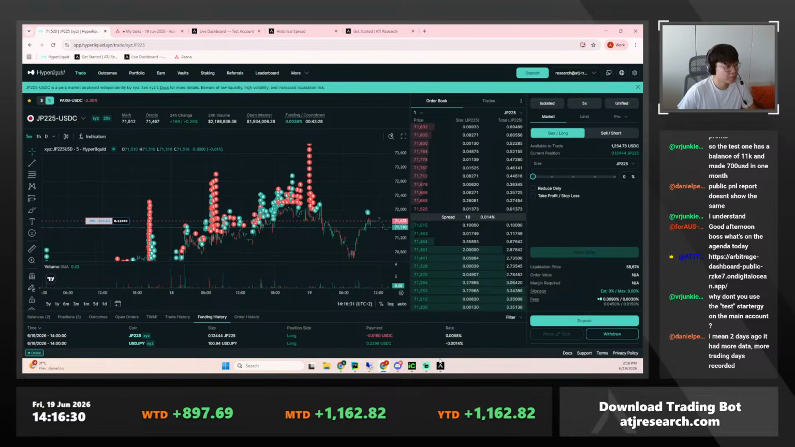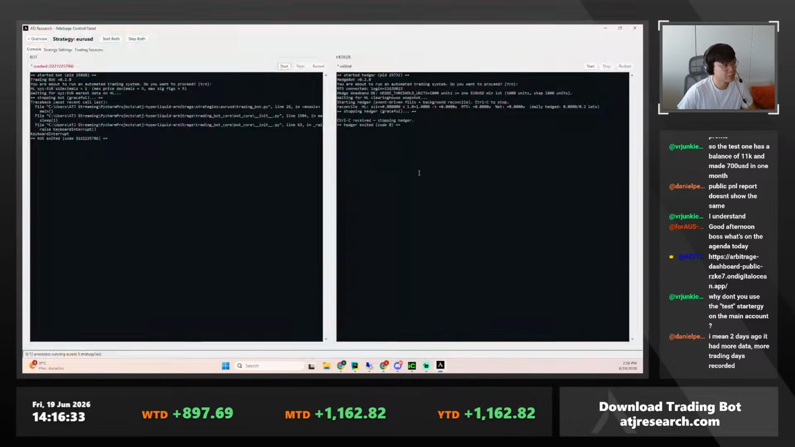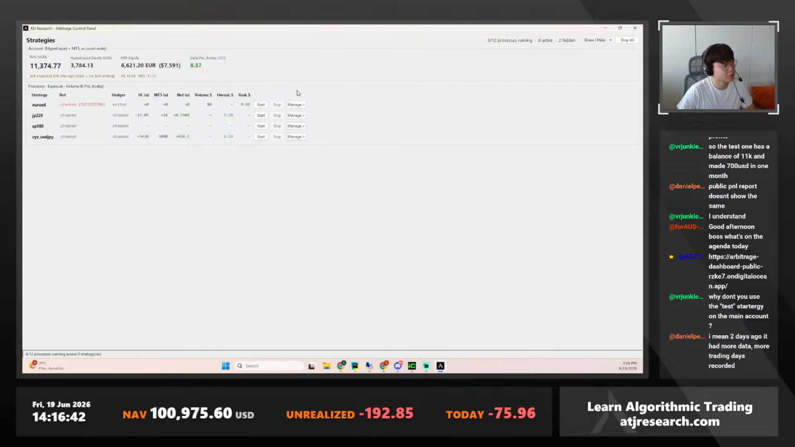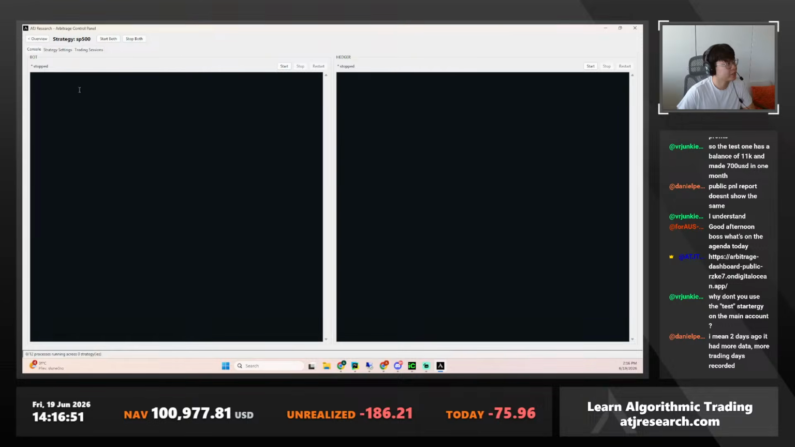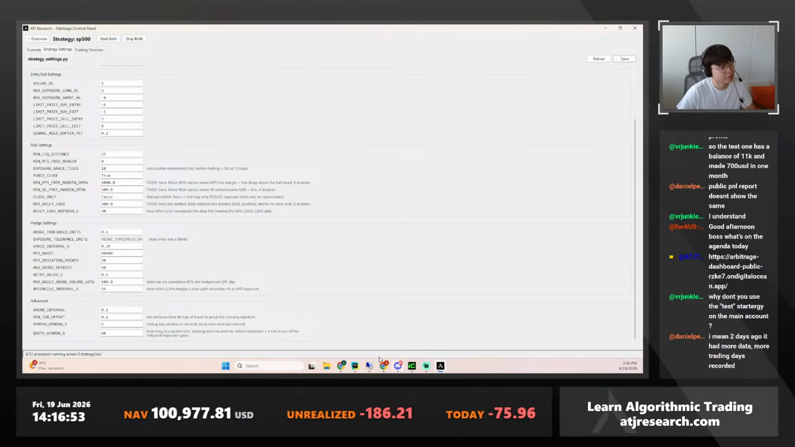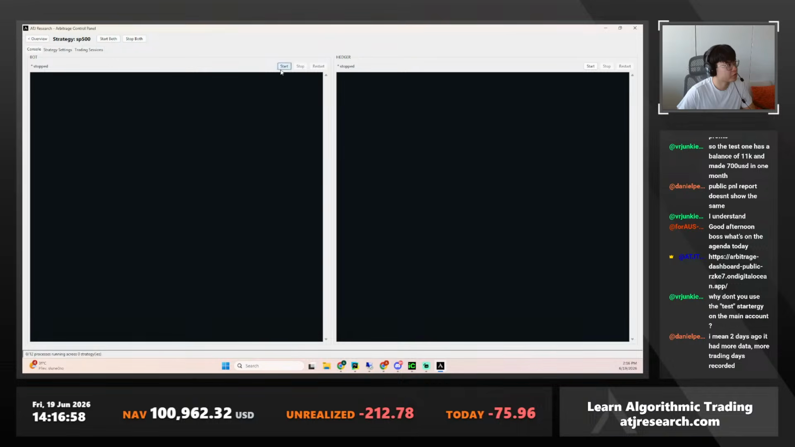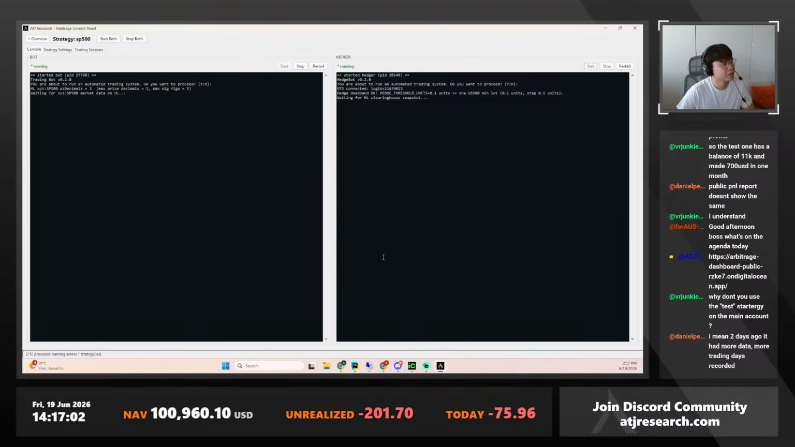The main agenda today is that over the past 2 days I've been coding this GUI, which is a control panel that can start multiple trading bots from a single place. For example, if I want to turn on my SP500 or JP225 strategy, I can click on manage. Right here, I can set up the strategy settings that I had to do manually. I have the trading sessions here, and I can start my trading bots right from this control panel. So now everything's unified in one place.